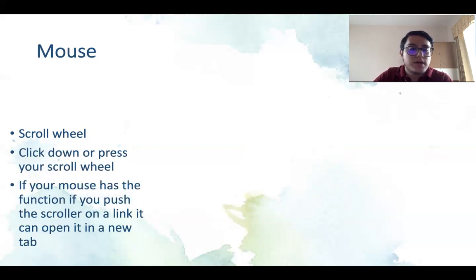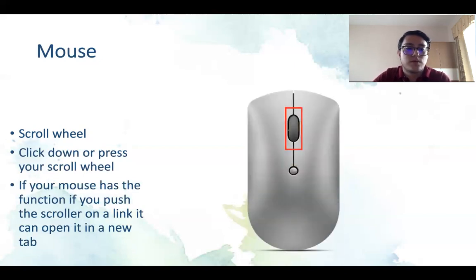Scroll wheel is also when you click it down or press your scroll wheel. If your mouse has the function, if you push the scroller on a link, it can open it in a new tab. This might not work for all of you, but if you press and hold the scroller, it can help you open a link for the website in a new tab.